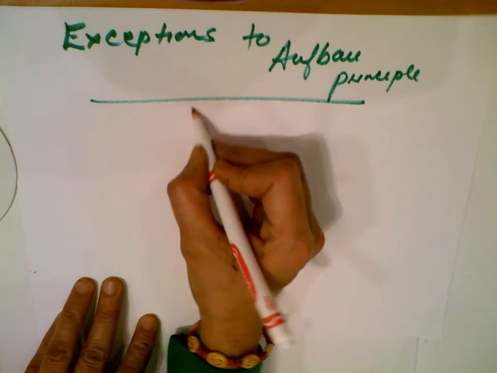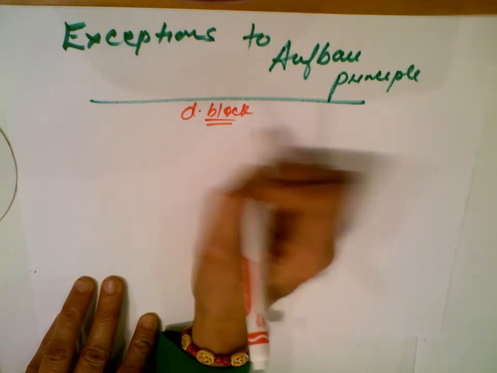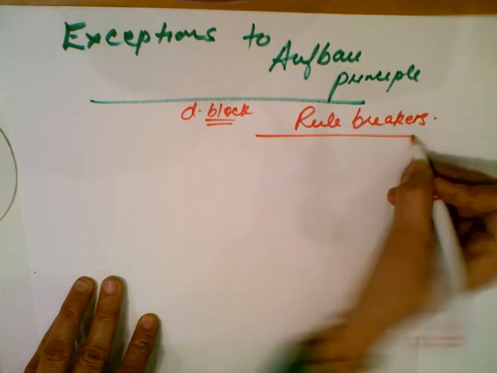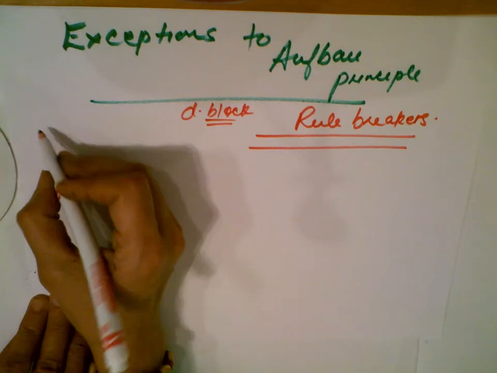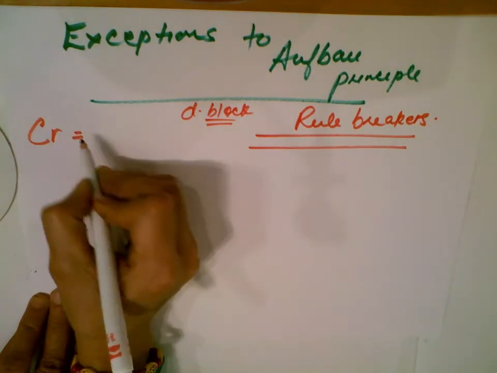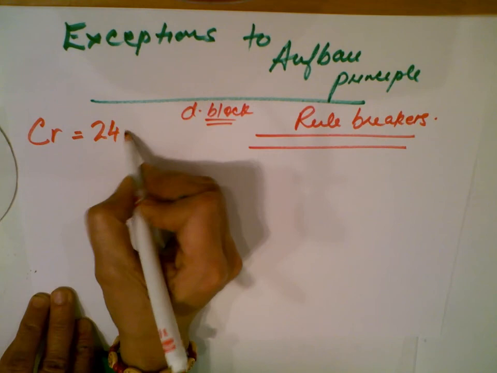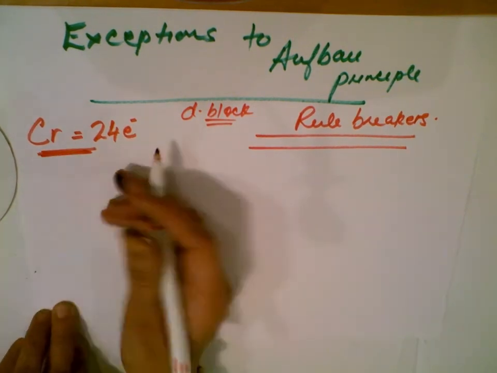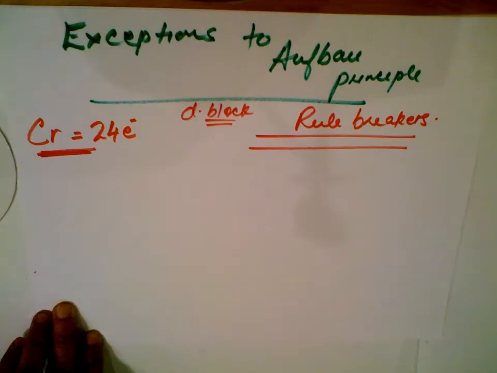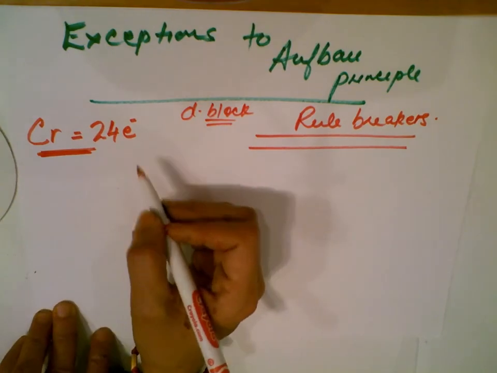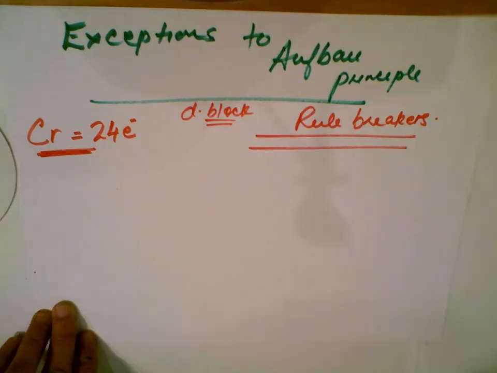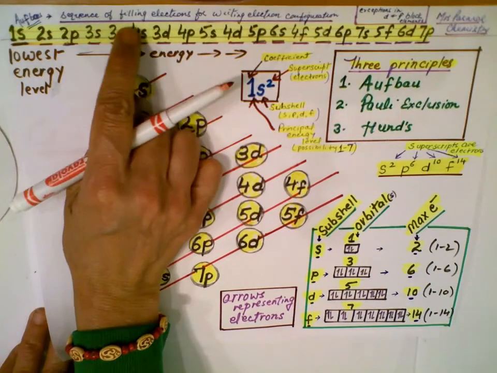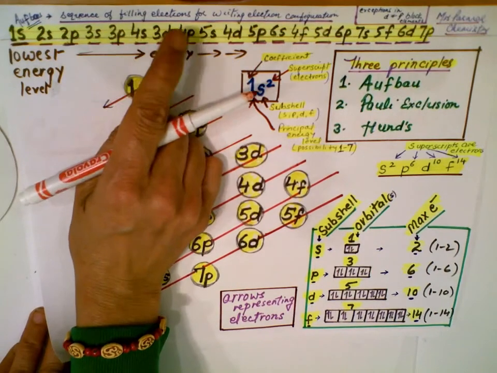So D group, D block elements, they are the ones which are actually the rule breakers. You can say they are the rule breakers. Okay, so if you are writing the electron configuration of chromium and you look at the periodic table, chromium has 24 electrons. Where is the chromium? Chromium is in the D block in the middle, and so is the copper. They both are in the middle, the transition metals, the D block elements. So if you are going to follow the sequence, you're going to start from here and go until it adds up to 24 electrons.